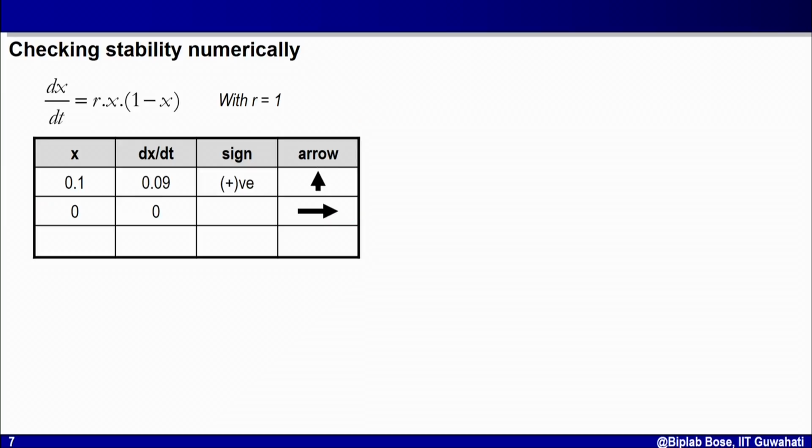Now let us take a value of x slightly higher than the steady state value. The steady state value is 0, so I have taken a slightly higher value, 0.1. If I put this 0.1 in place of x in this differential equation, I get dx/dt equal to 0.09. The sign of this derivative is positive, so I put an arrow pointing up. That means dx/dt is saying that x will increase, so I put an arrow up as shown here.